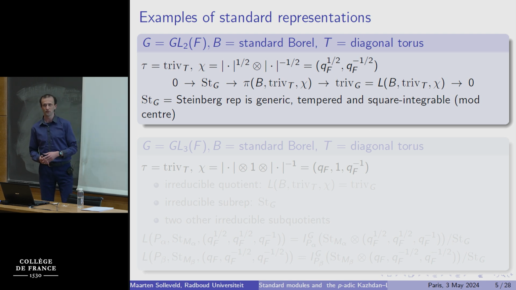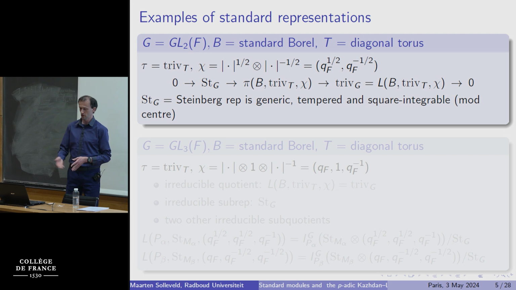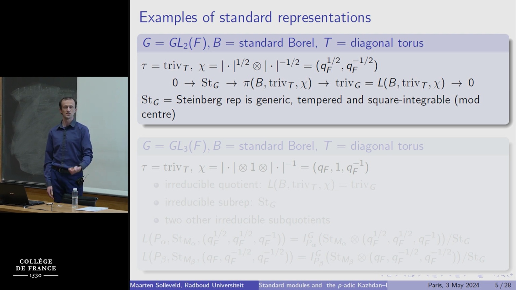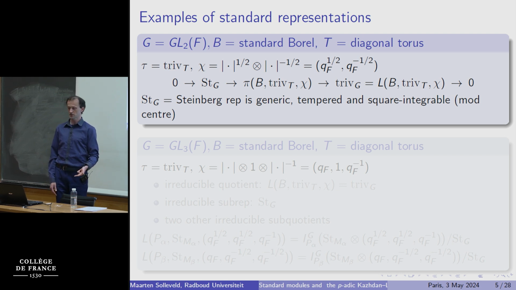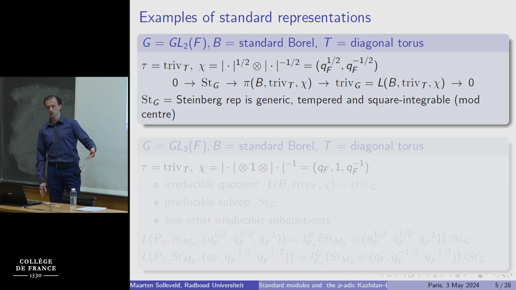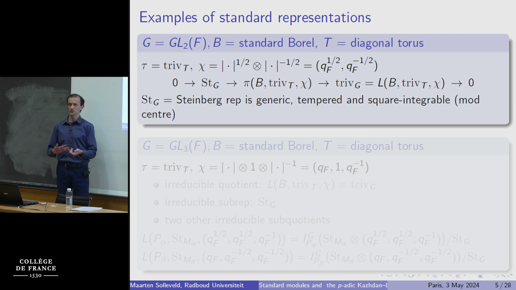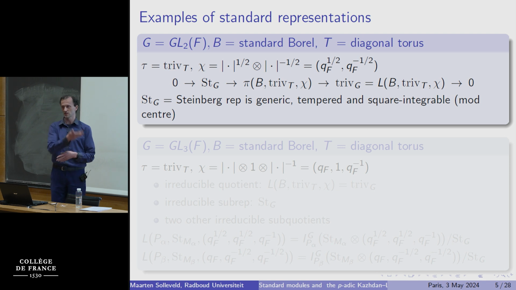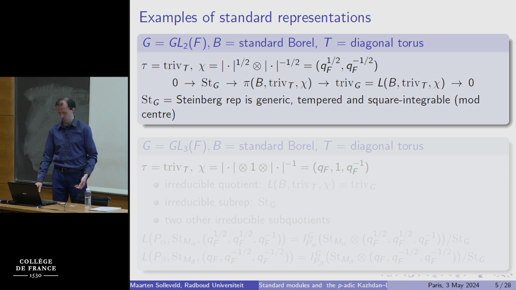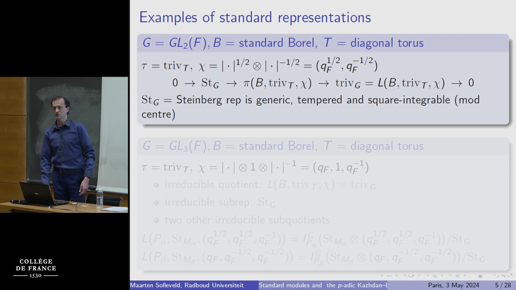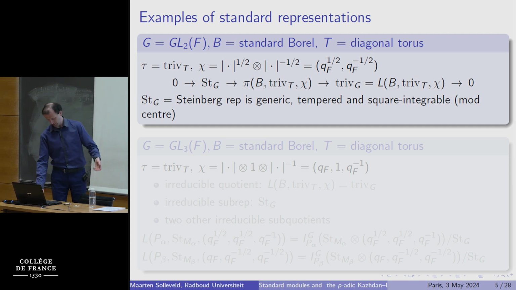And one typical thing that one can see here already is that the sub-representation has various nice properties. This is a tempered representation. It's in fact a discrete series representation of GL2, and it's also a generic representation. And the quotient representation, the trivial representation, doesn't have any of these properties. So in general, for these standard modules, the sub-representations tend to have better properties than the quotient representations. Well, in this case, it's length 2, so there's just one quotient, just one sub-representation, and there are no other things to talk about. If you want to look at a standard module which has length larger than 2, okay, you have to look a bit further.